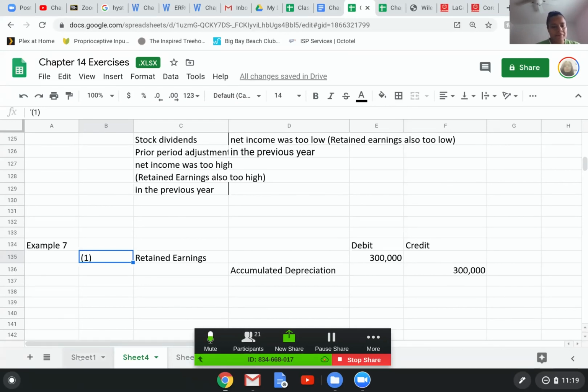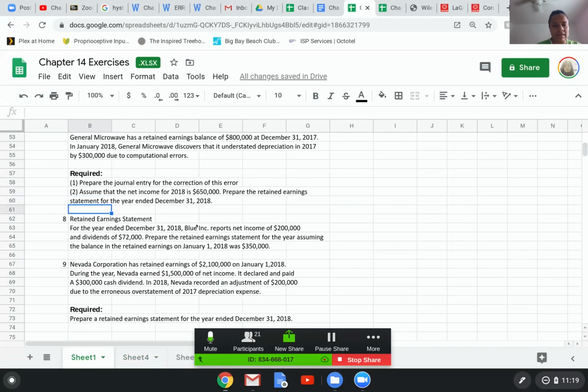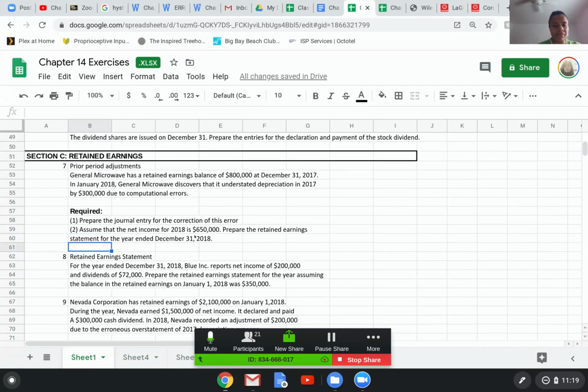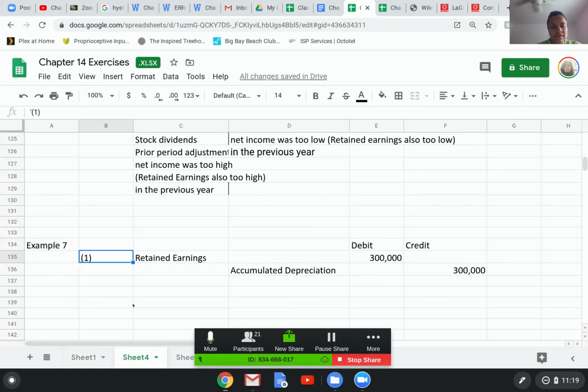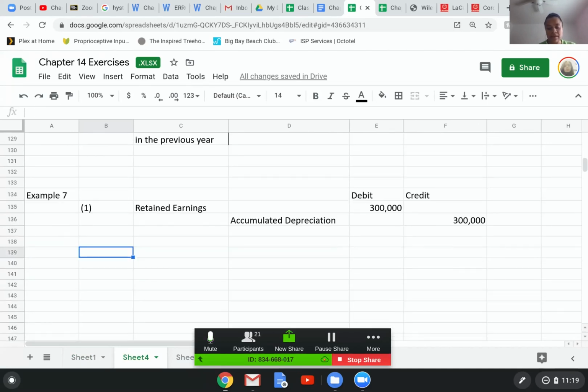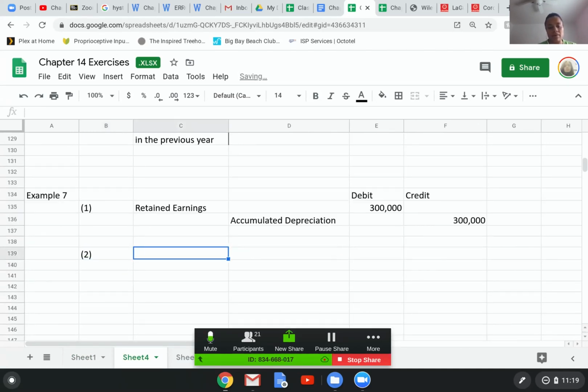All right, so the second part of this question: assume that the net income for 2018 is 650,000. Prepare the retained earnings statement for the year ended December 31. Remember I said we won't do a statement per se, but we will calculate what the ending balance on retained earnings is. So basically the approach is: what was the starting balance? Is there any adjustment that needs to be made? Was there any dividend, cash dividend, stock dividend? Is there net income? And then it gets you to the ending balance.